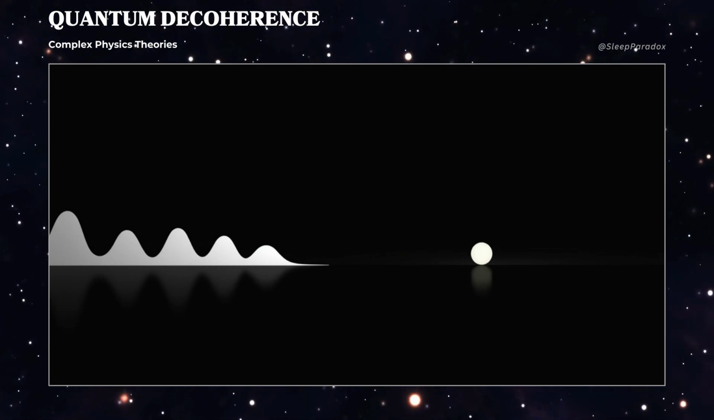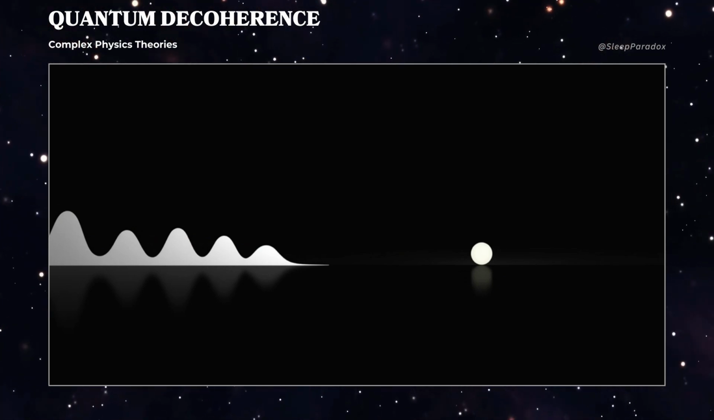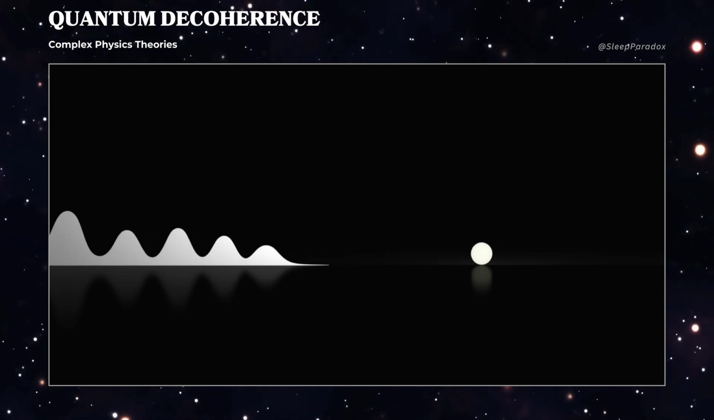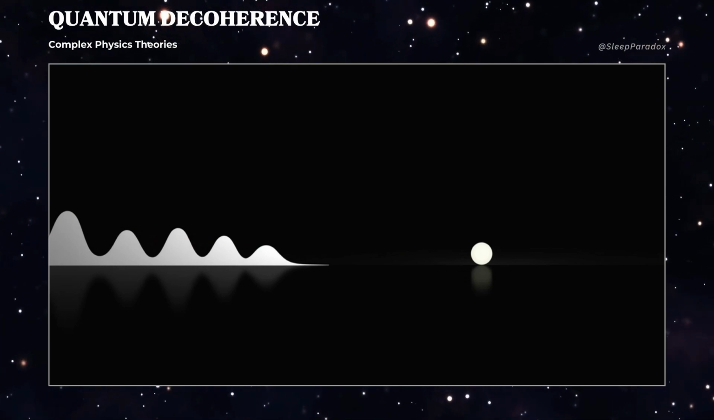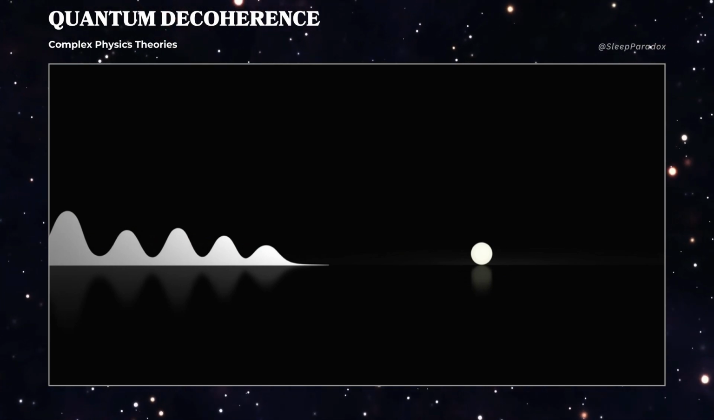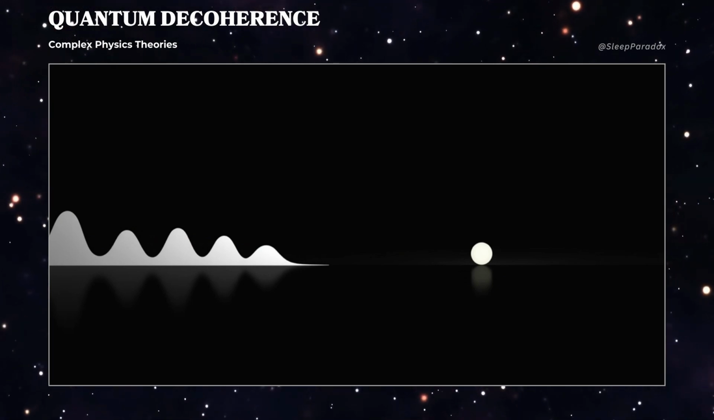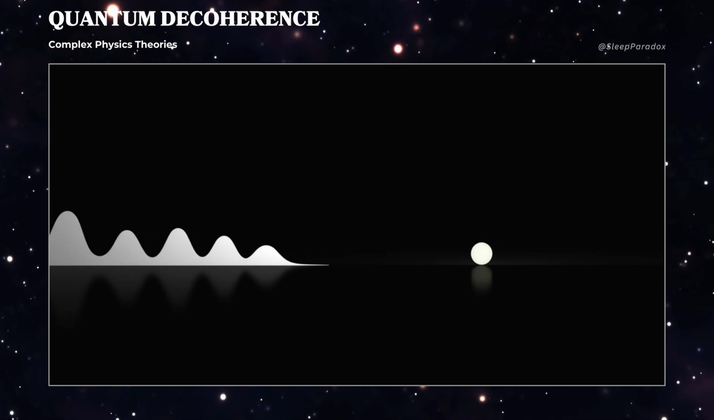In quantum mechanics, a particle doesn't have a definite state until it is observed. It exists in a superposition of all the states it could be in, but as soon as you measure it, the wave function collapses, and the particle takes on a definite value. That's the textbook explanation. But it leaves a big question: what exactly counts as a measurement? Quantum decoherence offers a deeper explanation.